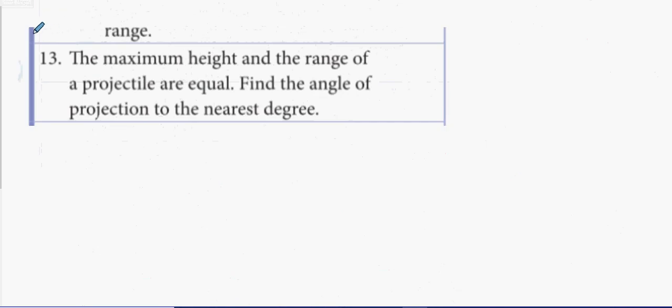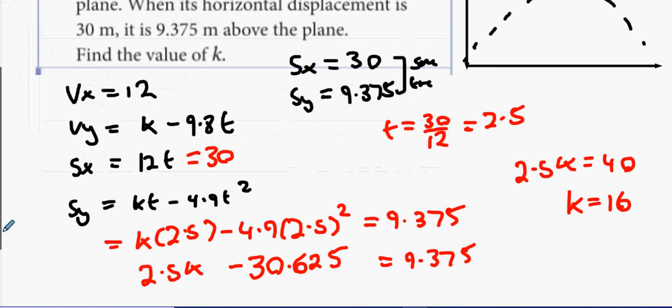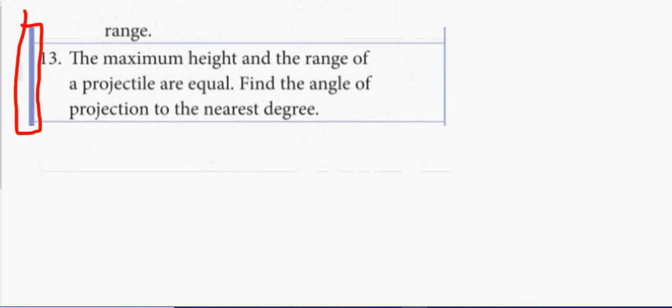Now, see this blue bit here on the side? That means you're entering honors territory now, okay? So, what we did there was a typical past level question, but now we're into honors level now, okay? Here we go. Alright, the maximum height and range of a projectile are equal. Find the angle of projection to the nearest degree. Better.